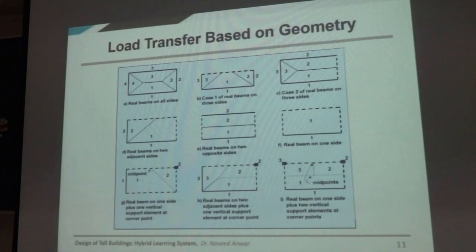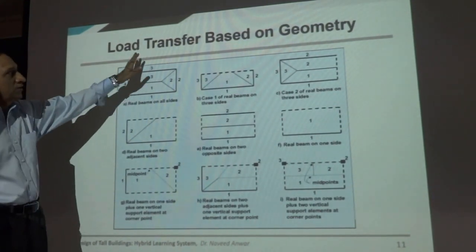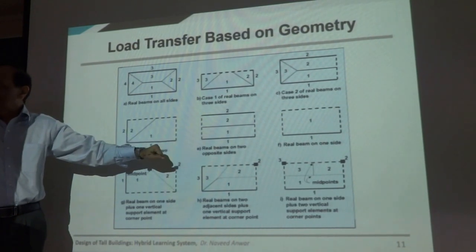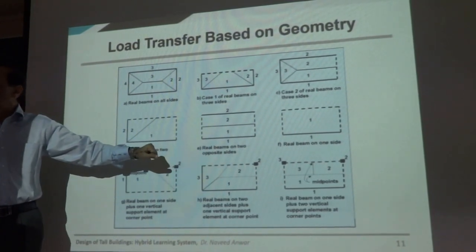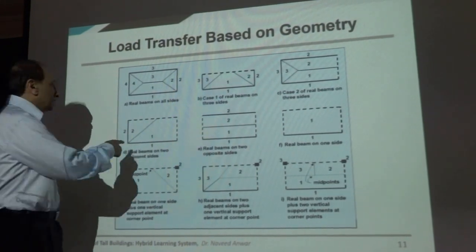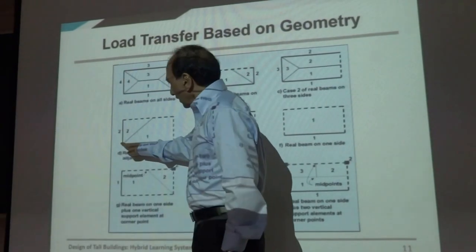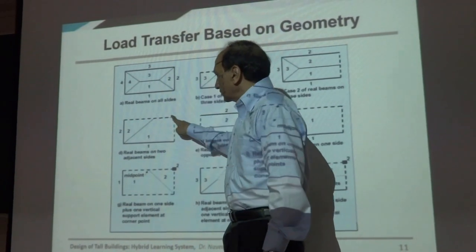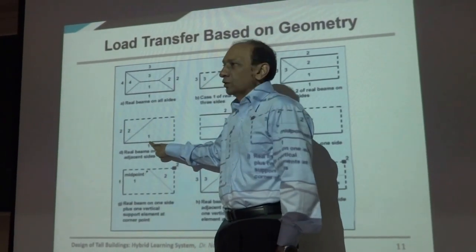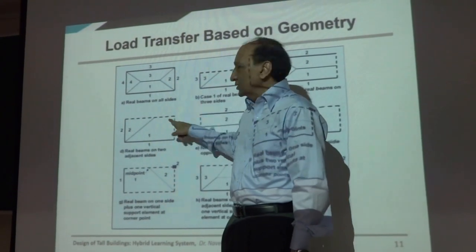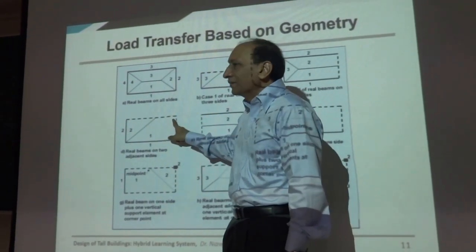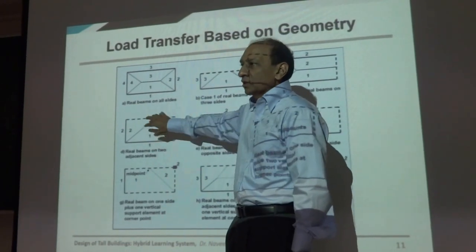So this is just many cases of load transfer based on geometry. If you do not have stiffness, what will happen to the load? Where will it go? Conceptually, for example, if you had only two walls and no walls here, then load will go here, this load will go here. Of course, this is not a stable structure. This corner will go down, right? It's a cantilever.